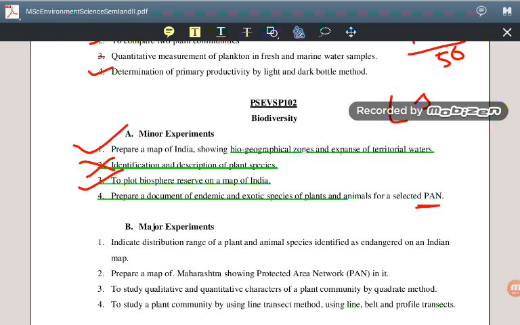Next is the major experiment. In that major experiment, first is to indicate the distribution range of plant and animal species identified as endangered on the Indian map. So on the map of India, what are the different types of endangered species of plants as well as animals. So we have already discussed this point.